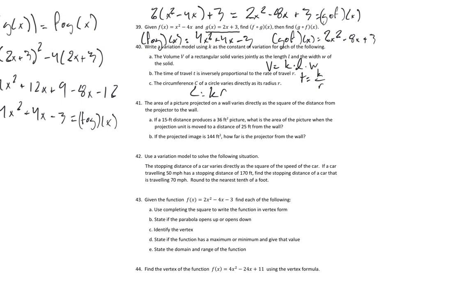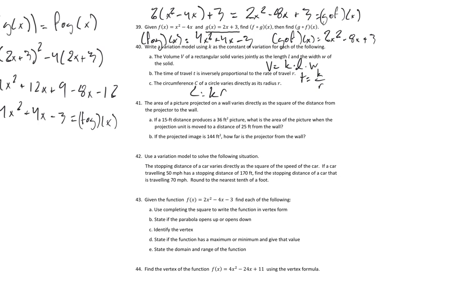Okay, so 41 says, the area of a picture projected on a wall varies directly as the square of the distance from the projector to the wall. So if a 15-foot distance produces a 36 square foot picture, what is the area of the picture when the projection unit is moved a distance of 25 feet from the wall?